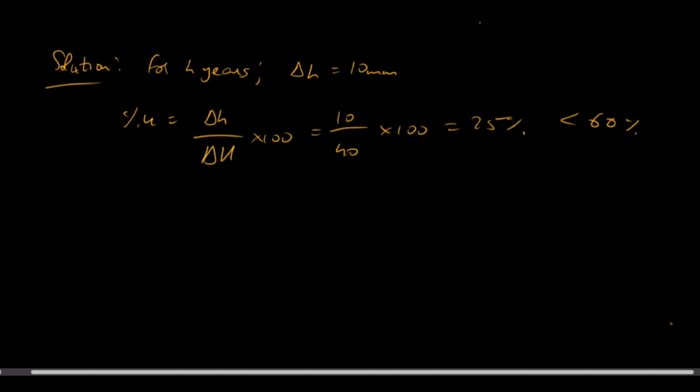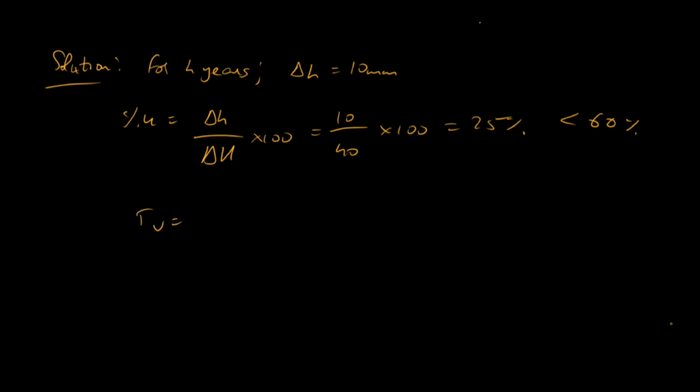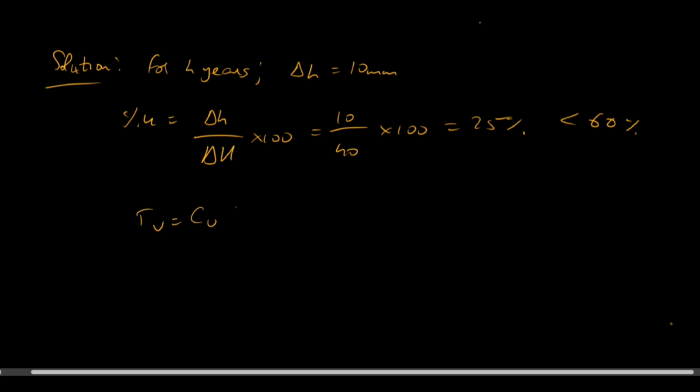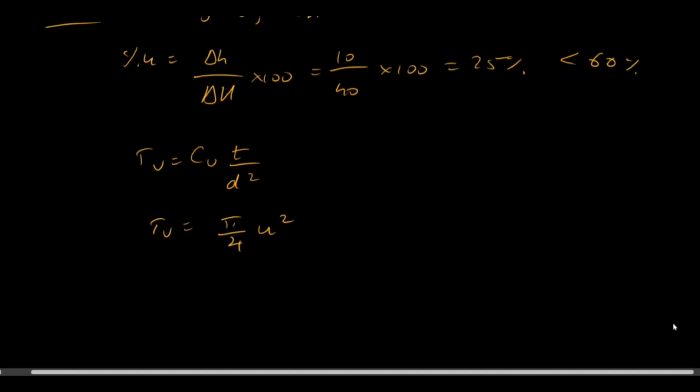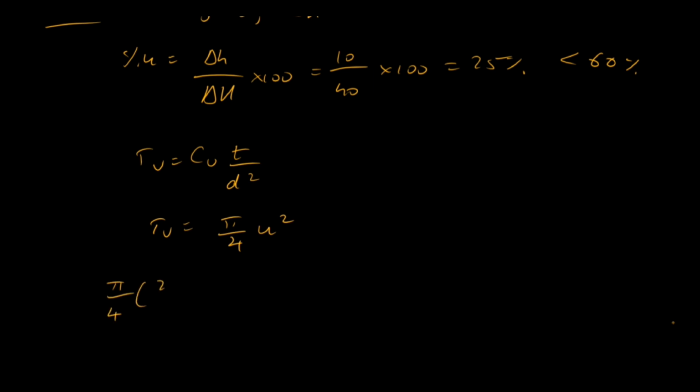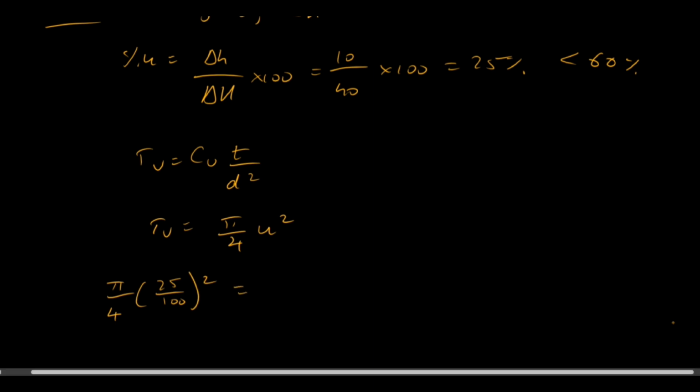According to Terzaghi's theory, TV is equal to CV T by D square. Also, time factor TV is equal to pi by 4 U square, which is pi by 4 into 25 by 100 square, will be equal to CV divided by D square into 4 years.